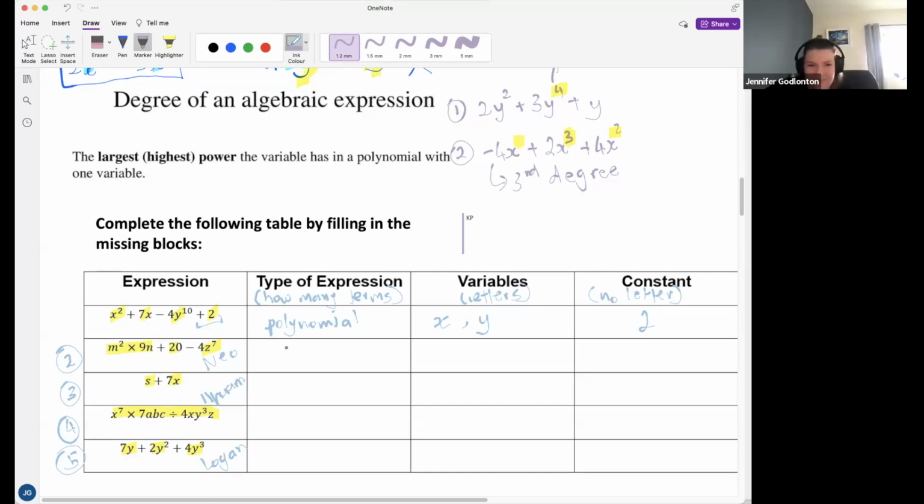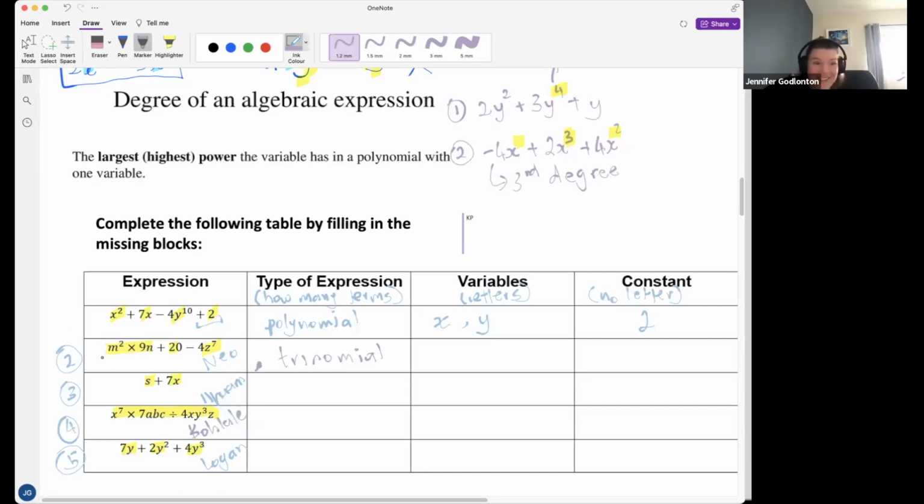Ma'am, the type of expression is polynomial. Oh, okay. I'm gonna question you on that, but good. Oh, no, sorry, ma'am. Trinomial. Can you tell me why it's a trinomial? Ma'am, because there's only 3 terms. Good. Why are there 3 terms and not 4 terms? Because we were trying to trick you. Oh, ma'am, I'm not sure.